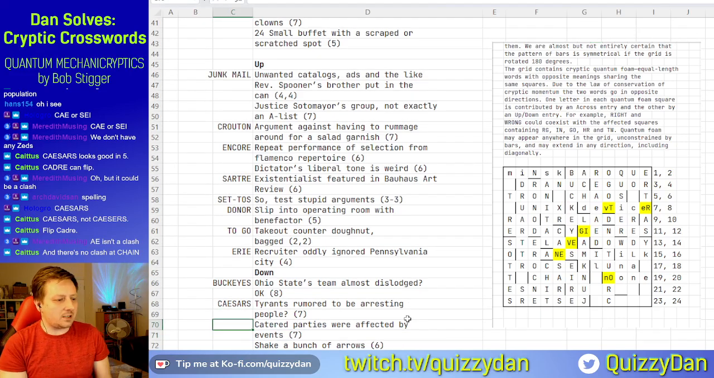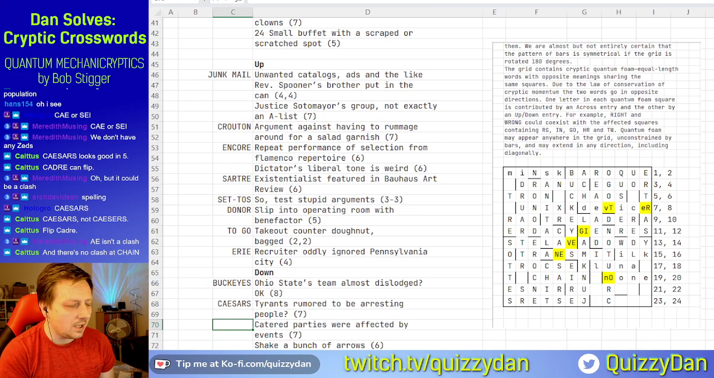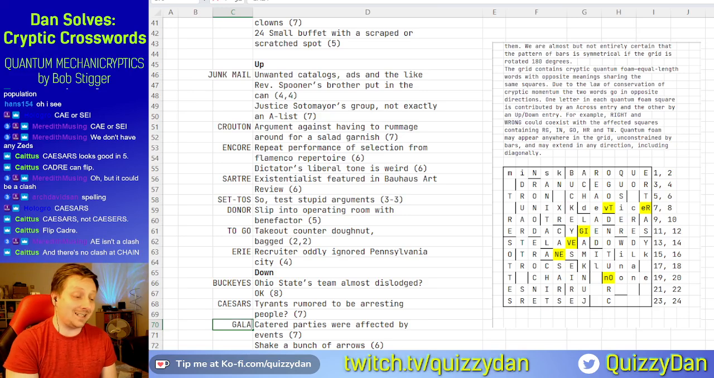Catered parties were affected by events. Occurrences, dues, affected. Party, a ball, a party, parties, balls, ball sad. Catered parties, galas. You go to a gala, don't you? Galahad. I want it to be Galahad, but it isn't. Parties would be galas. Were affected. Were you affected by? Going to come back to that one.